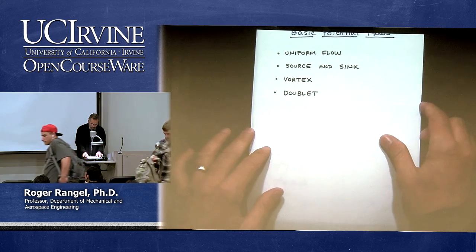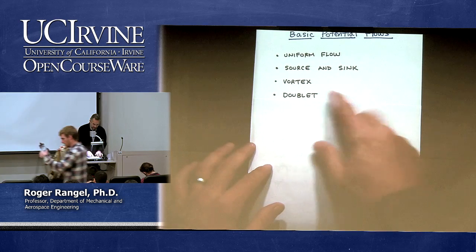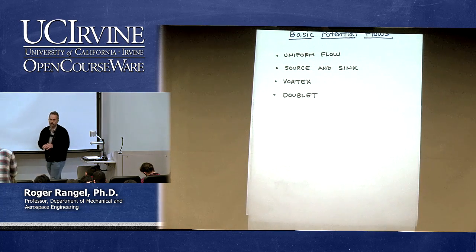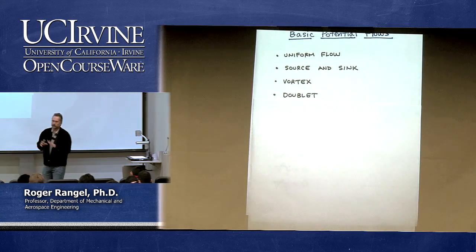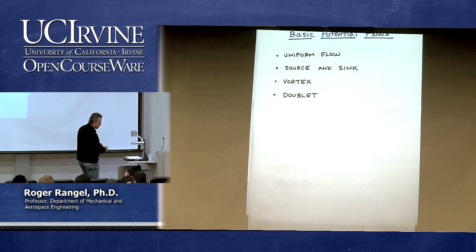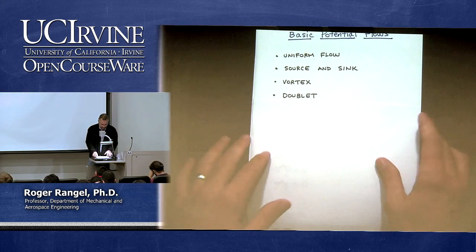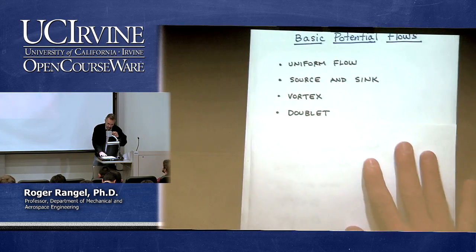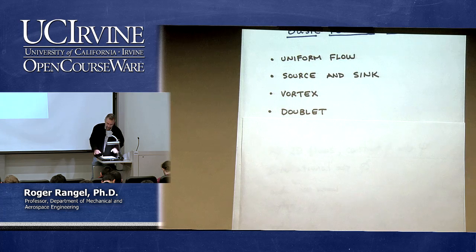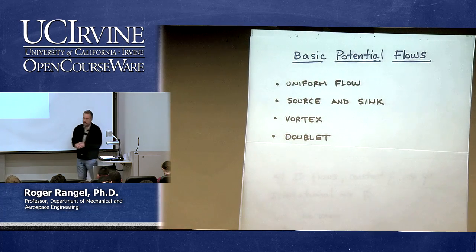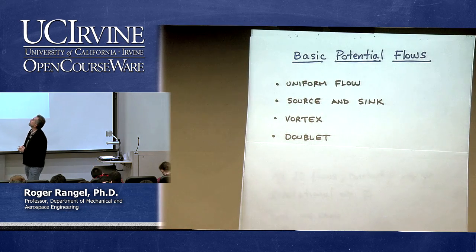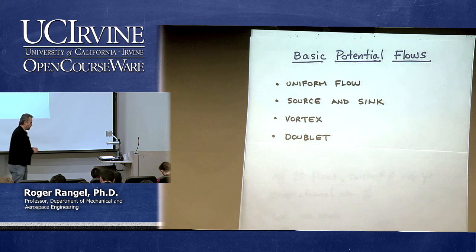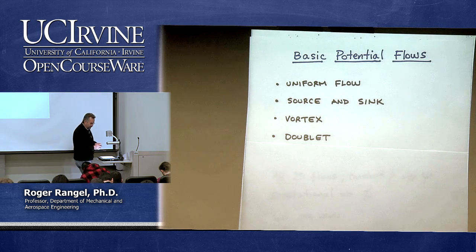So there are 4, you may argue 5 if you consider the second line too, basic potential flows that we study. And they're listed here. Uniform flow, we've talked about it a few times. Source and sink, which probably will be new to you. Vortex, also a new one to you, and the doublet. So today, I am going to cover these 4 basic potential flows.